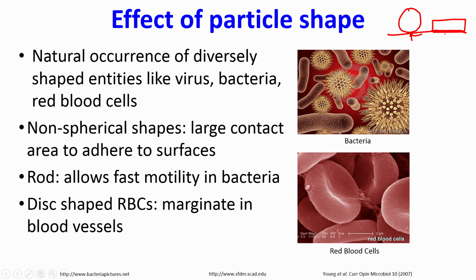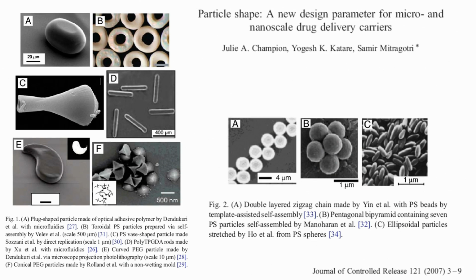Also, the rod shape gives faster mobility to the bacteria, and we talked about disc shaped particles being able to marginate in the blood vessels quite a lot. So there are obviously some advantages of shape, and because of this we also want to explore which of these concepts we can pick and use in our drug delivery vehicles, so that we can have better efficiency of drug delivery as well as much more controlled delivery. So let us see, how do we make different shaped particles?